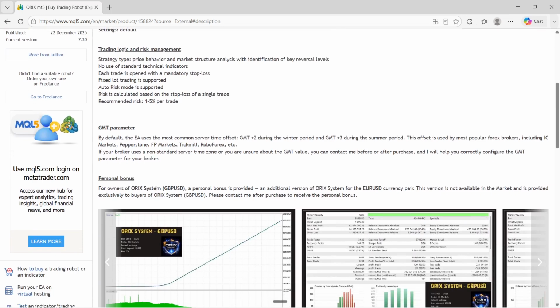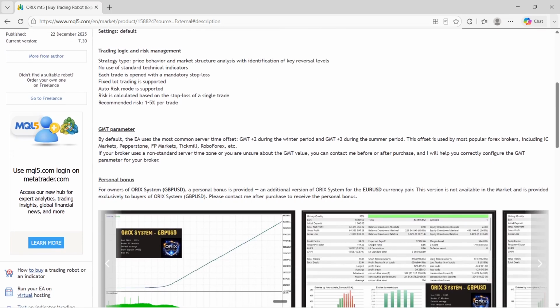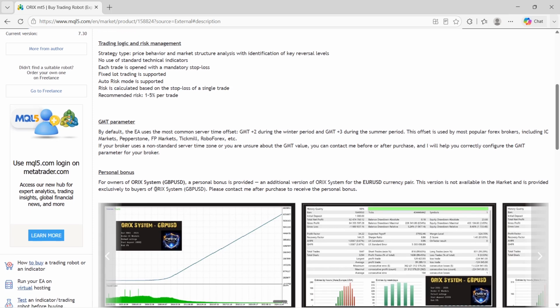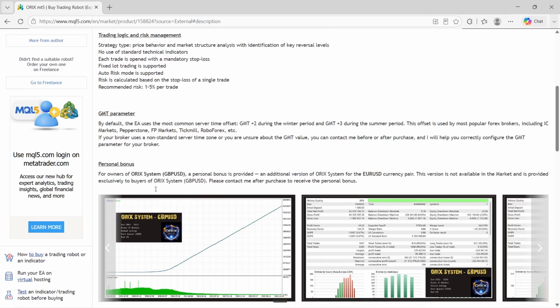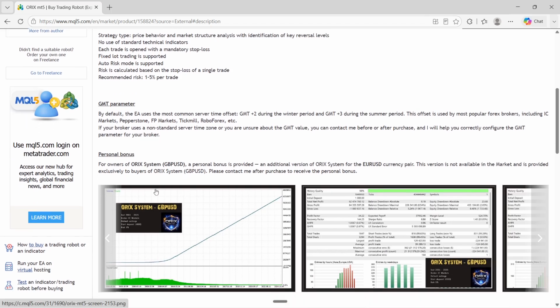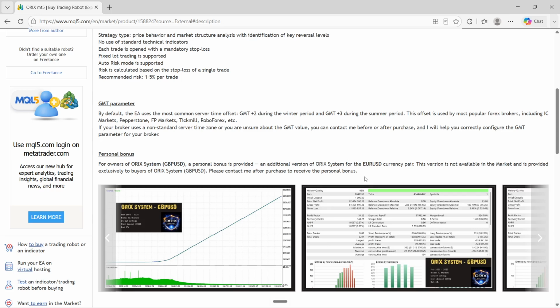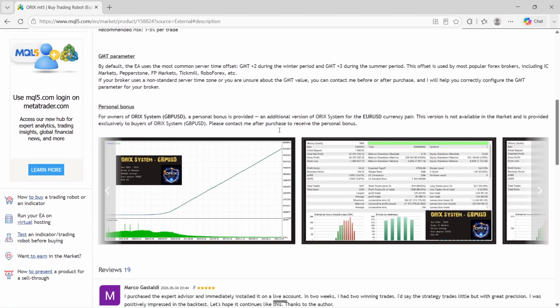All right, as for the features, the key features include the price behavior and market structure logic without standard indicators, mandatory stop loss on every trade, fixed lots and auto risk modes, GMT parameter for broker server time adjustments, support for both netting and hedging accounts, and the personal bonus EURUSD version provided exclusively to buyers after purchase. As you can see, there's a personal bonus after the purchase.